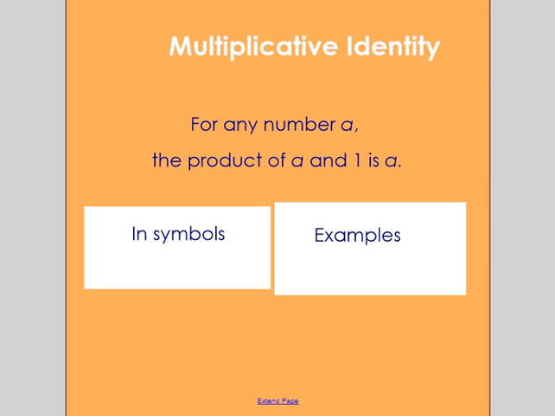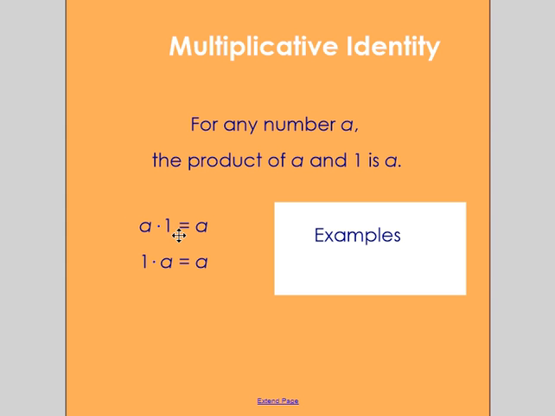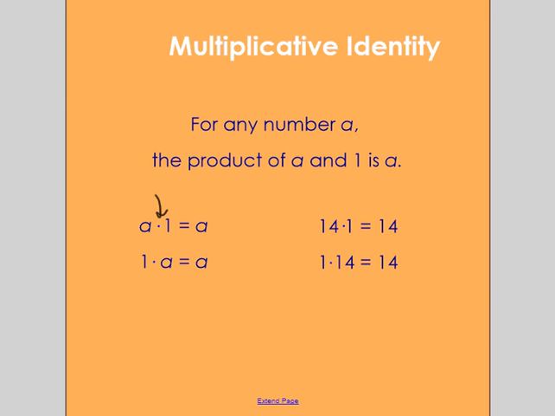So in words, for any number a, the product of a and 1 is just going to be a. In symbols, that's a times 1 equals a, or 1 times a equals a. That dot, just in case you forgot, means multiplication. And our example is 14 times 1 equals 14, and vice versa.